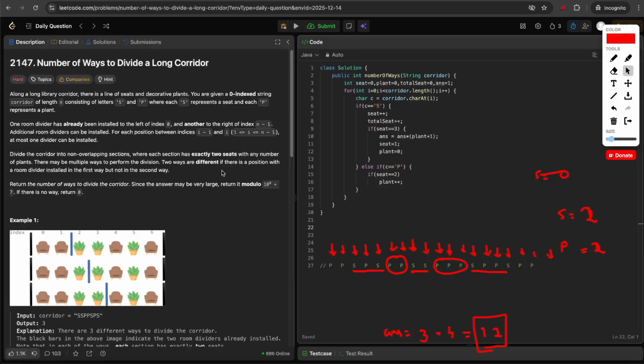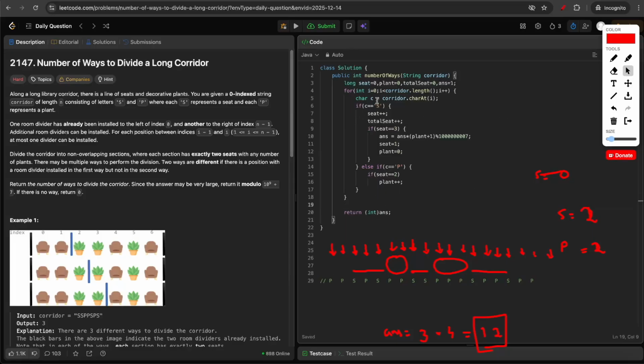And like in the question, he wants you to return it modulo 10 power 9 plus 7. So whenever we multiply it, we just take a mod to prevent the overflow. And since we are multiplying, when you do the multiplication as well, the value can overflow. So it is better to use a long variable. And at the end, while returning, you can just typecast your answer back to int and return.